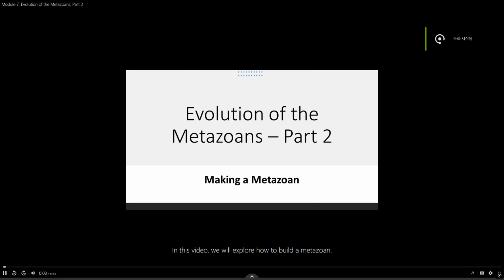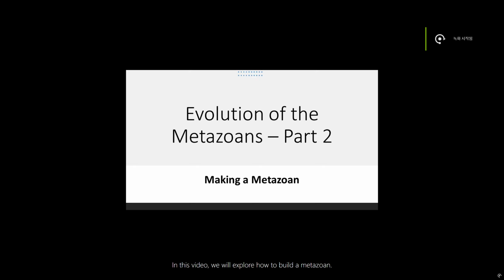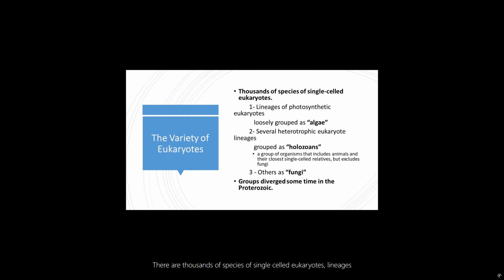In this video, we will explore how to build a metazoan. There are thousands of species of single-celled eukaryotes. Lineages of photosynthetic eukaryotes are loosely grouped as algae. Several heterotrophic eukaryote lineages are grouped as holozoans, which are a group of organisms that includes animals and their closest single-celled relatives, but excludes fungi. Others are grouped as fungi. These groups of eukaryotes diverged at some point in the Proterozoic.